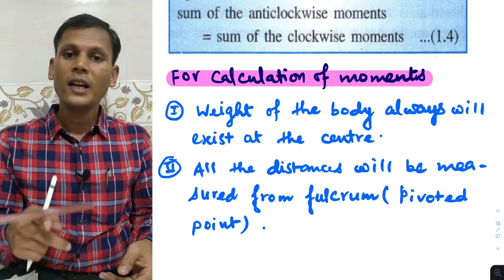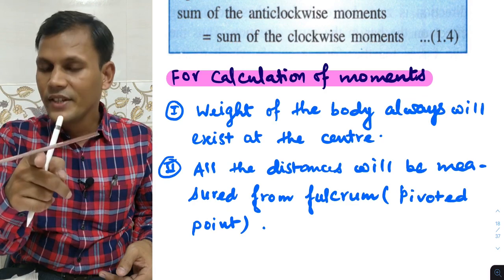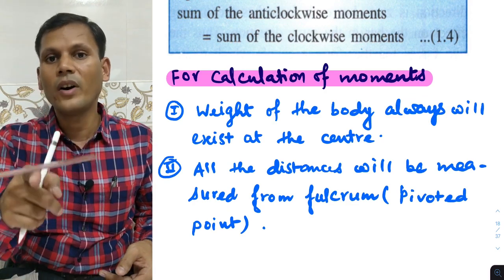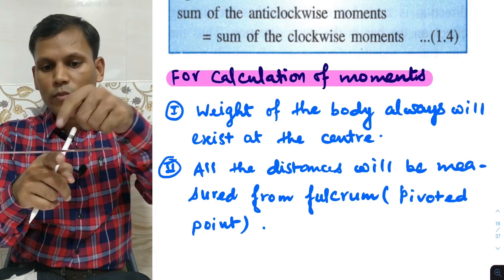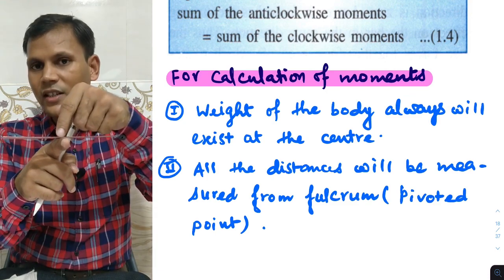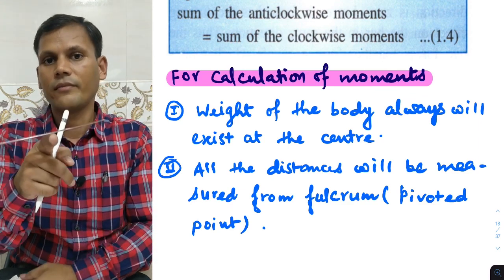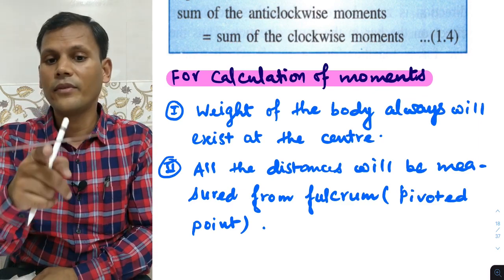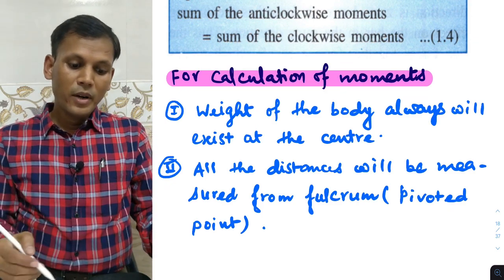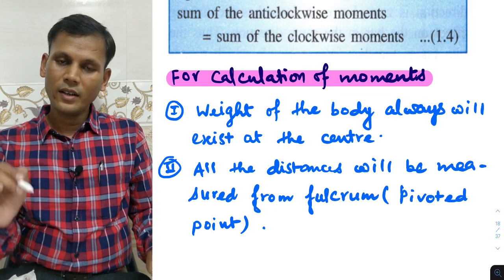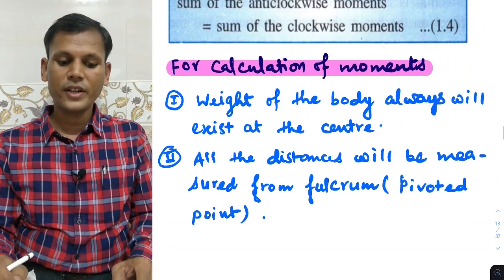So the second point: the point at which it is balanced is called the fulcrum or pivoted point. I have pivoted it at this point. At this point it has been pivoted, or we can say this finger is the pivoted point, or the fulcrum for this body. So you have to remember these 2 points for the numericals. These 2 points are very, very important.